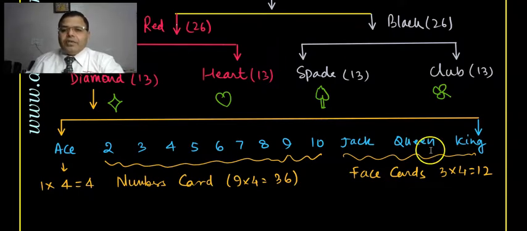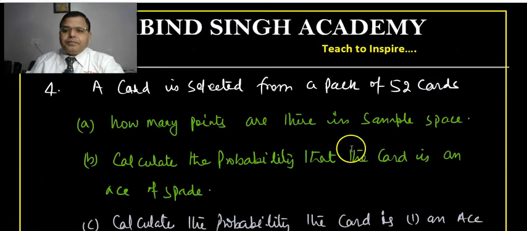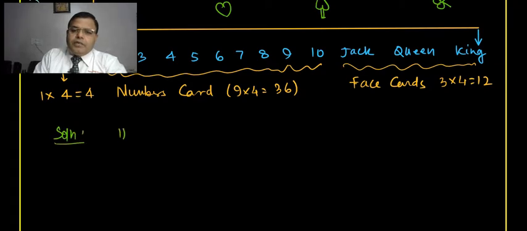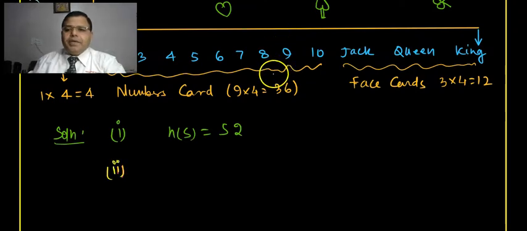Now come to the question. And what is the question? How many points are there in the sample space? The answer is 52. Because there are 52 cards, so any one of them may come out. So the solution of the first question is NS is 52. Because there are 52 cards, any one of them may come out. Right? So any one of them may come out, and therefore this is 52.